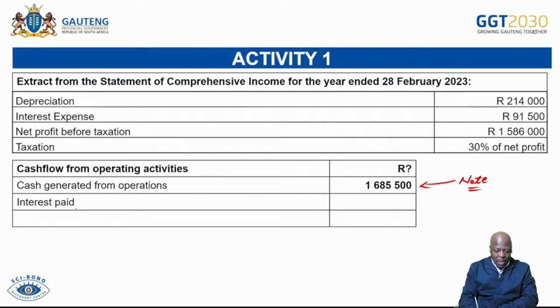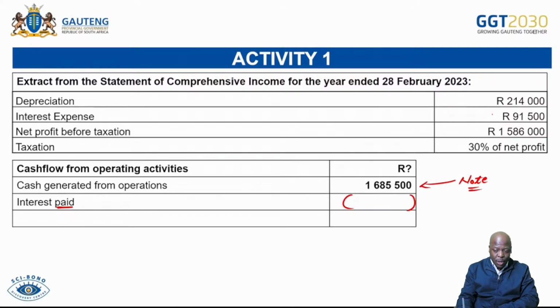The next thing that we're going to do is to record my interest paid. Once I see the word paid, I can put in my bracket already before I determine which amount is to be recorded. Because whenever we have paid, it is a cash outflow. A payment is a cash outflow. So cash is going out, and when cash is going out, I must show it with brackets.